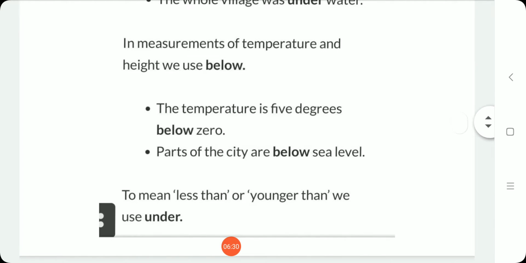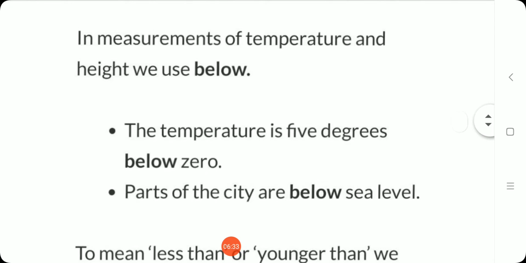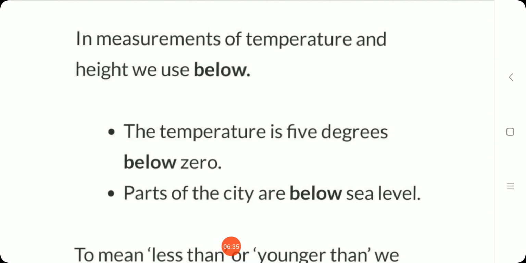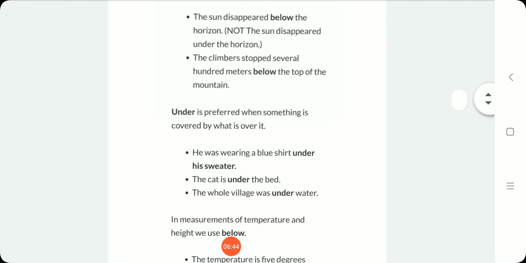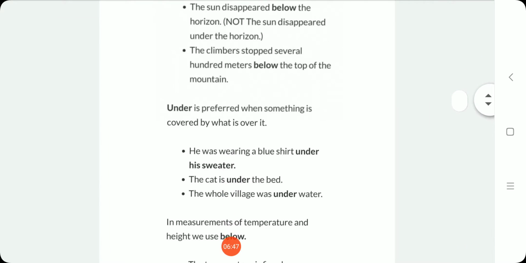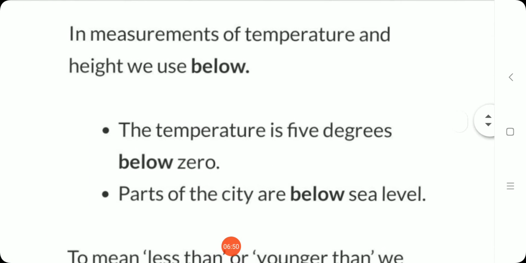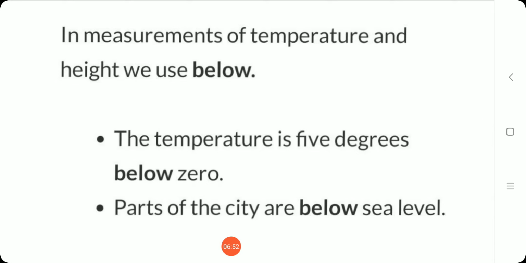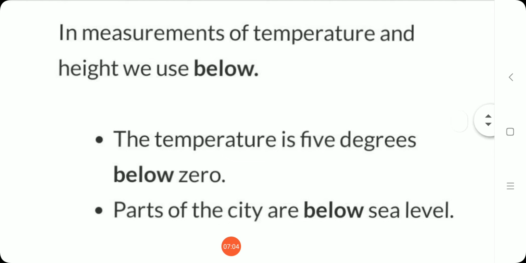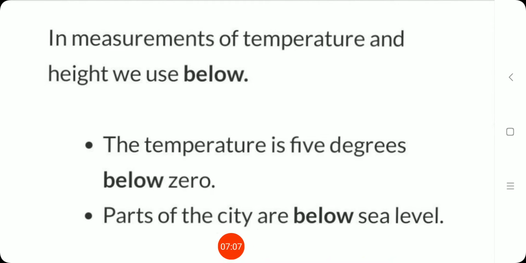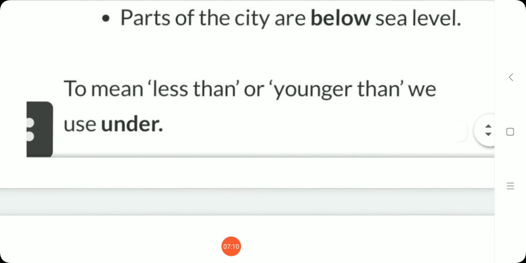Okay, next one. In measurements of temperature and height we use below. So where we can use below is in measurements of temperature and height. See, first we have seen where to use below, next one is for under, and again next one is below. The temperature is 5 degrees below 0. Part of the city is below sea level. So in such measurements, that is, in measurements of temperature and height, we can use below, right? Next one.